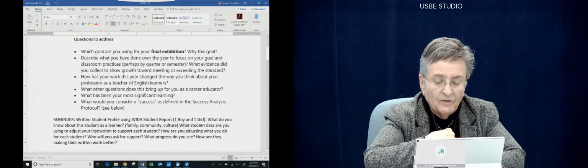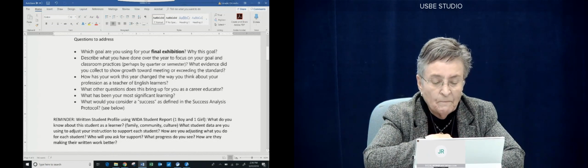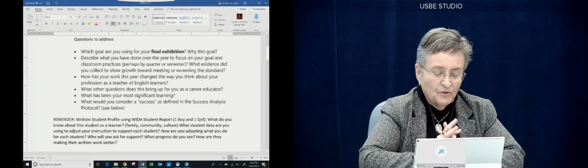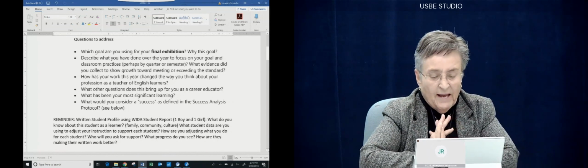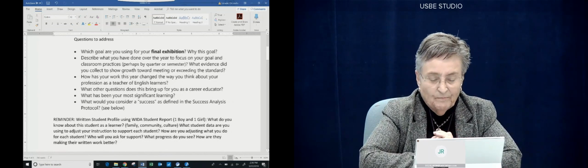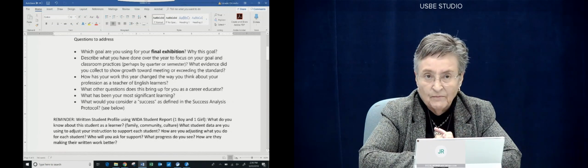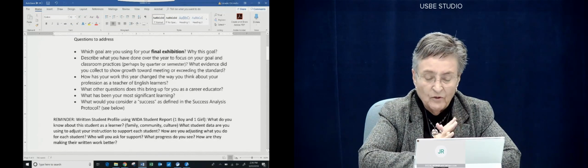And this is a reminder in relationship to the student profile, using the WIDA student report on one boy and one girl. Now remember, every single person who has English learners in the data gateway has an individual WIDA student report that I hope you've downloaded and looked at. You select one boy and one girl. What do you think about this student as a learner? Family, community, culture. What student data are you using to adjust your instruction to support each student, the boy and the girl?